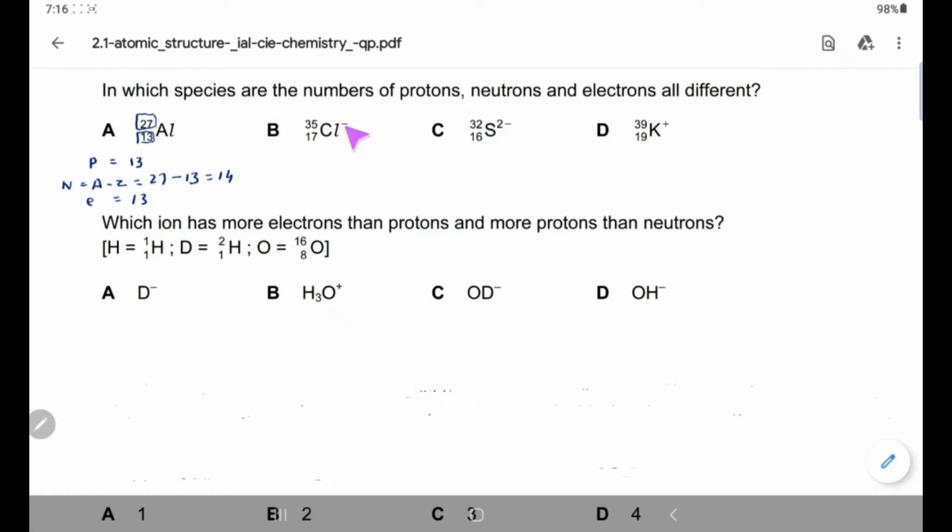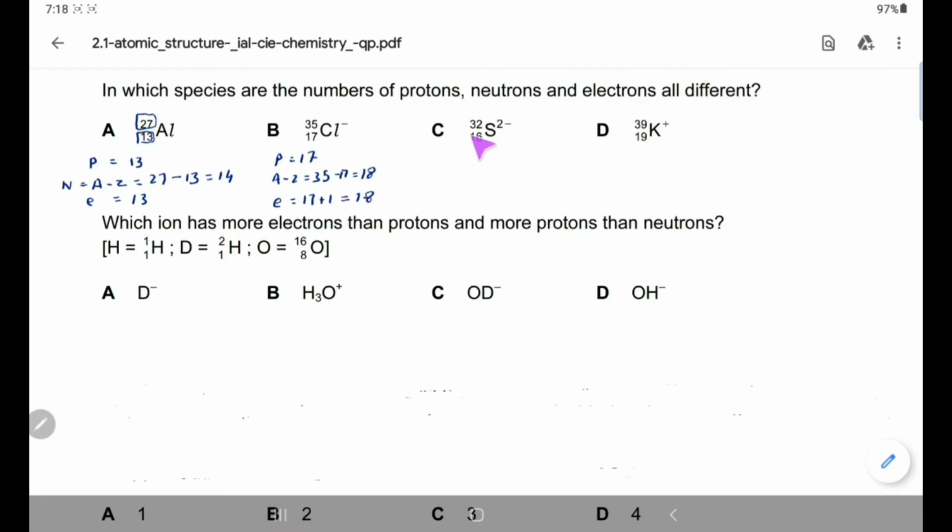The next one is chloride ion. In chloride ion, the atomic number is 17, so protons equal 17. Now for neutrons, again A minus Z. A is 35 minus 17, and when we complete this subtraction, it becomes 18. There are 18 neutrons in the chloride ion. Now for electrons, remember, we have 17 electrons which are its own electrons, and there is a 1 negative charge. So 17 plus 1, this one is a gained electron, so the total becomes 18.